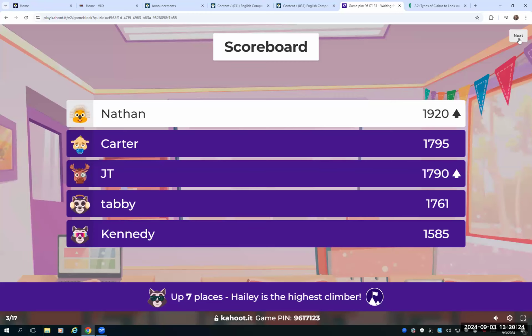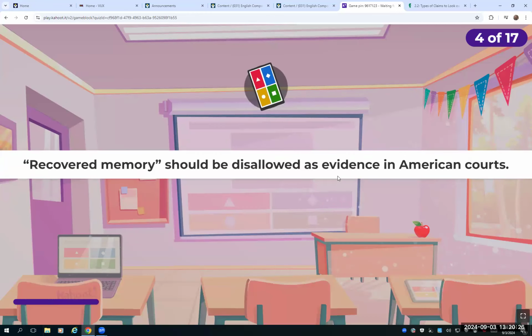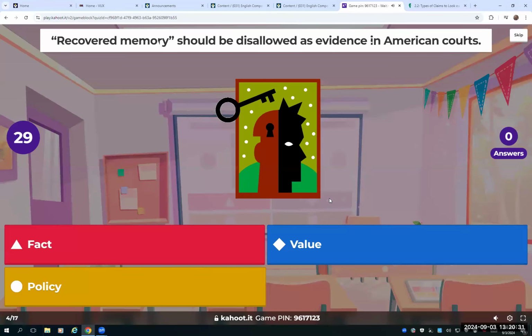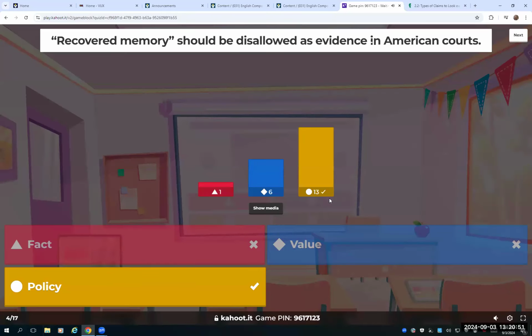All right, let's go to the next one. Recovered memory should be disallowed as evidence in American courts. We're saying something should be disallowed. Is that a claim of fact, a claim of value, or a claim of policy? It's a claim of policy. We've got that word should in there. We had 13 get it right.